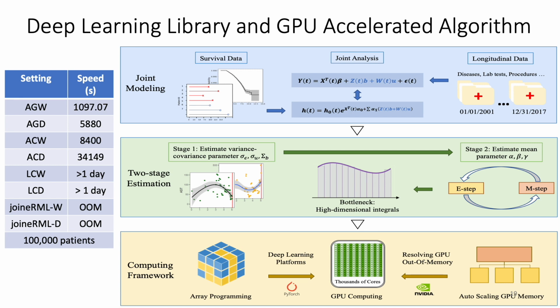What we did is take their methods and use array programming, use GPU to accelerate their algorithm so that we can easily handle these 100,000 patients. On the left, as you can see, the current methods cannot really handle this many patients. They just give you out of memory errors. But with the methods we developed, within 1,000 seconds, we can get all this analysis done.